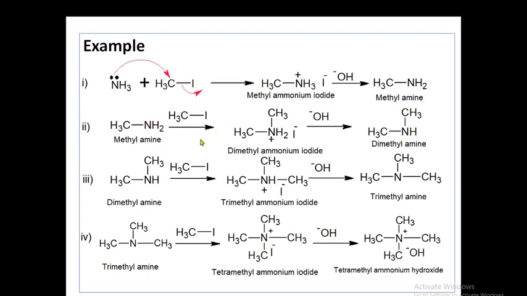Again, iodine is a good leaving group, so it will give dimethylammonium iodide, which on further aqueous basic workup gives dimethylamine. Similarly, dimethylamine when treated with an alkyl halide gives the product trimethylamine. In this way you can prepare all the amines, and if you take trimethylamine, you will get tetramethylammonium hydroxide. So this is the mixture of products you get in this reaction.